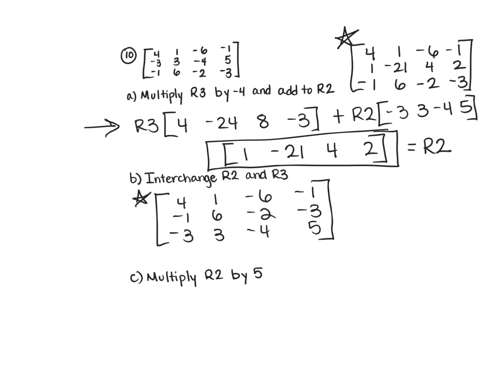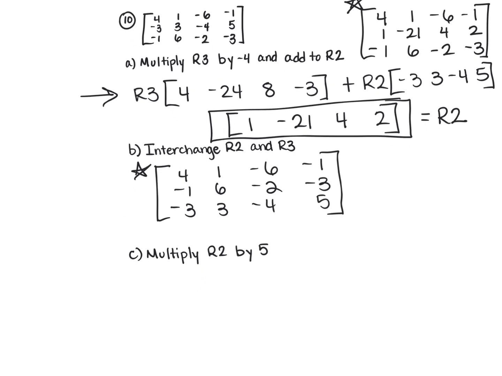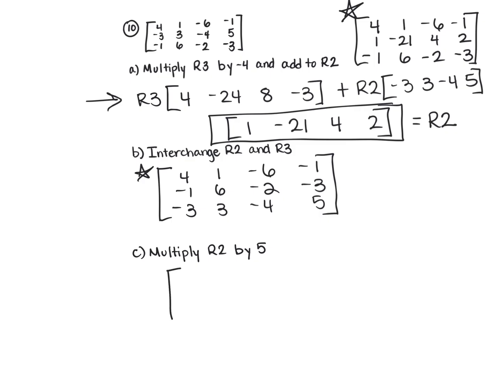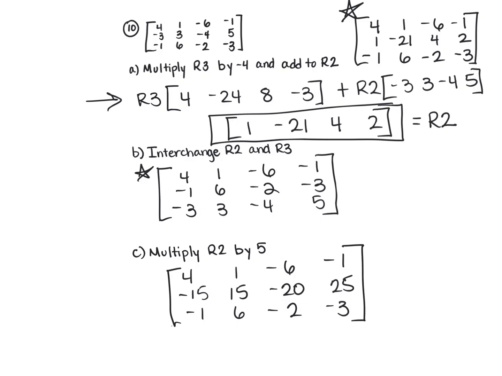So for C part, it wants you to take row 2 and multiply it by 5. So row 1 is going to stay just like it is. So I have 4, 1, -6, -1. Now I'm going to take that row 2 and multiply it by +5. So I have -15, +15, -20, and +25. And then row 3 is unchanged. I didn't do anything to it, so that changes in no way. So this would be my final answer that I would type in online.